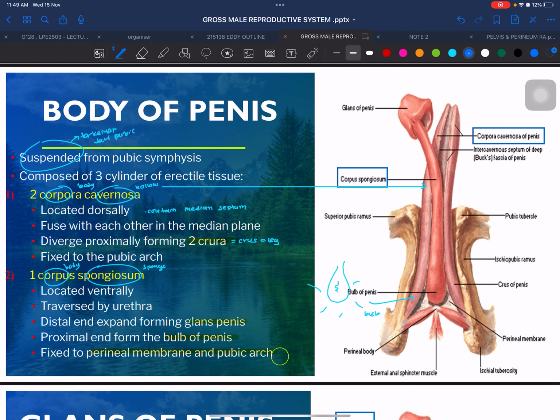Okay, and the distal end is expanded. The distal end of the corpus spongiosum extends to form the glans of the penis. And also, the proximal end forms the bulb. The proximal end forms the bulb of the penis, okay, and is fixed to the perineal membrane and pubic arch. Okay, so the proximal end is where the bulb of the penis and crura of the penis are. This is the formula.